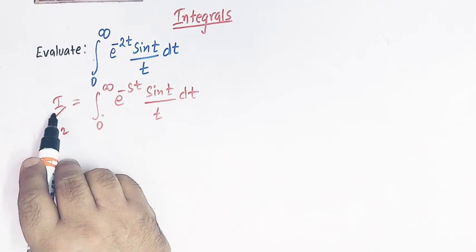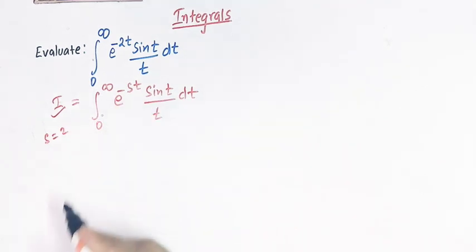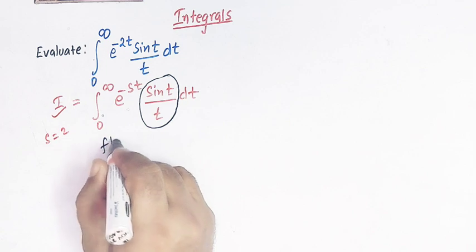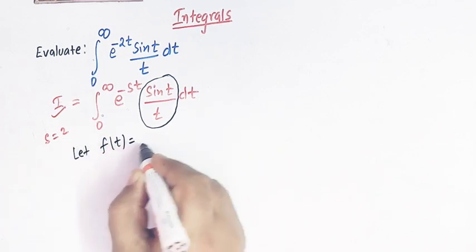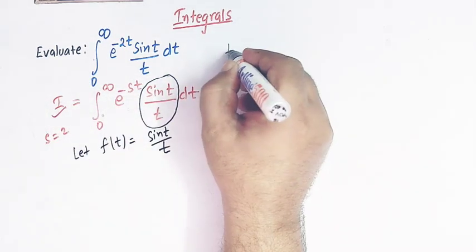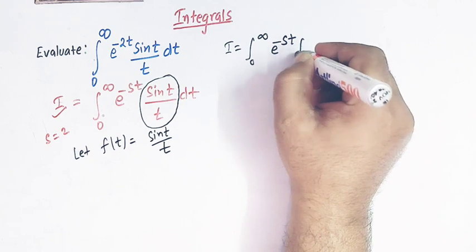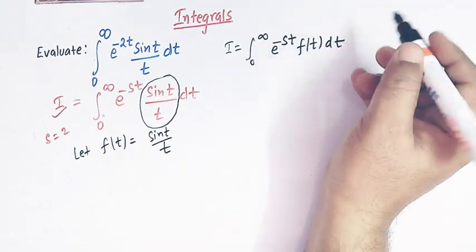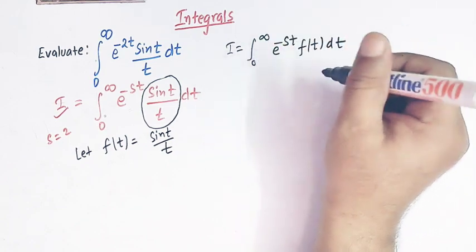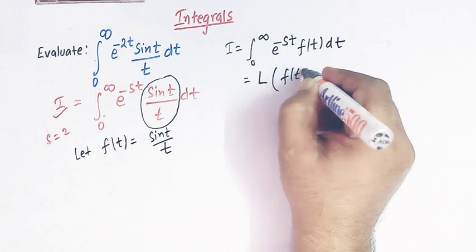So we have considered this integral I as 0 to infinity e raised to minus st and sine t over t. Now let us consider this function as f of t. If we take f of t as sine t divided by t, then we can see that this integral I becomes 0 to infinity e raised to minus st f of t dt. Now we can easily see that this integral is nothing but the Laplace transform of this function f of t.